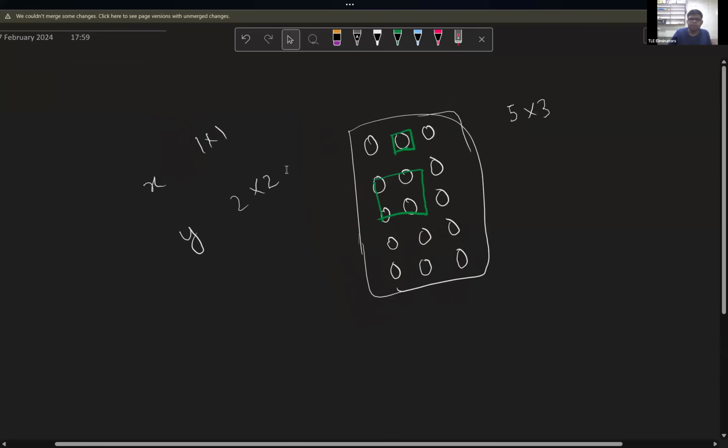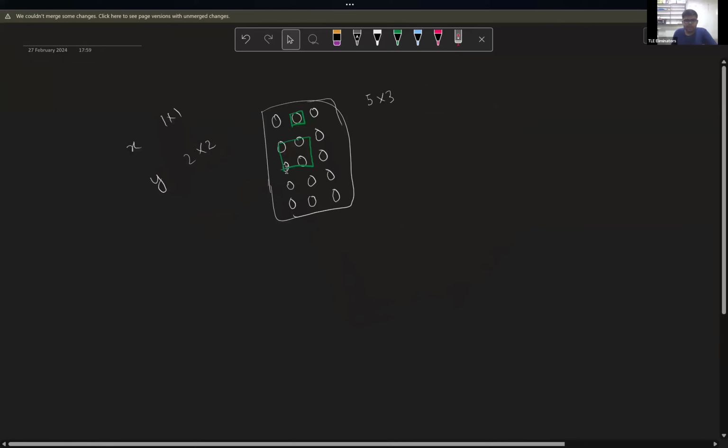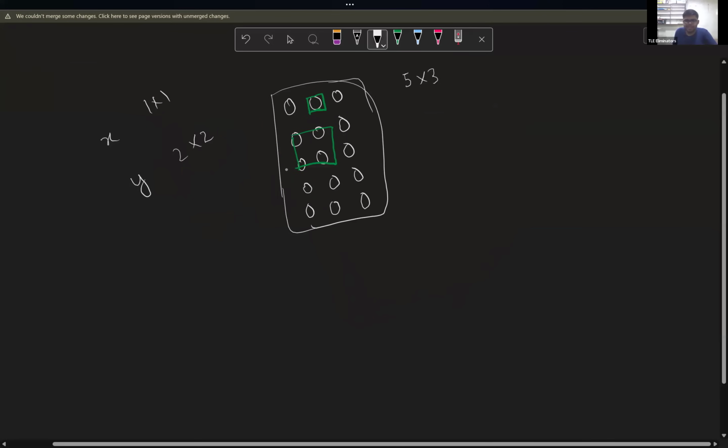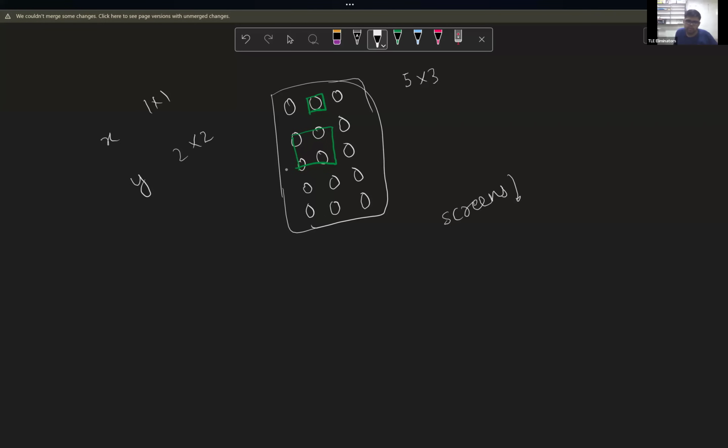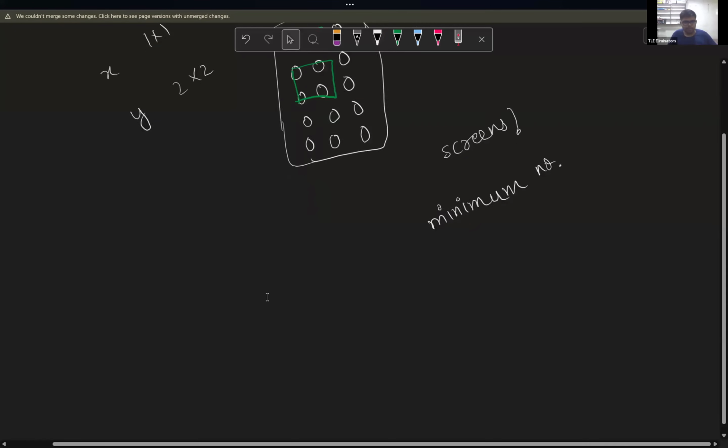All we need to do here is just tell how many screens will be required. So how many screens are required here? And we want to tell the minimum number of screens which would be required. So is the problem clear? Let me take one example.